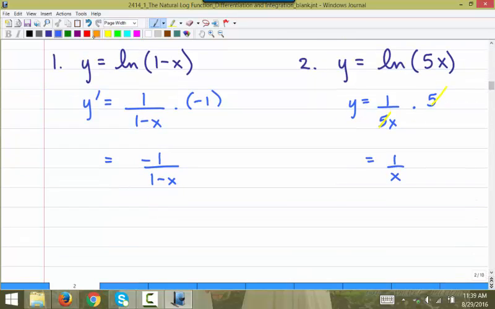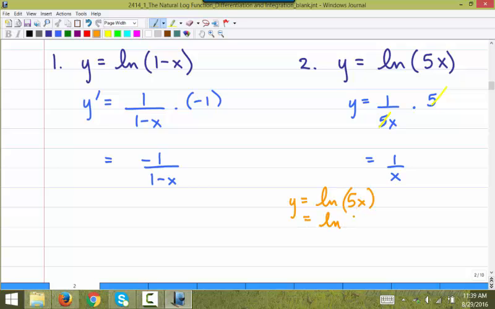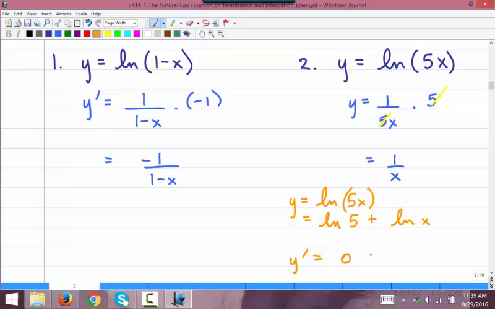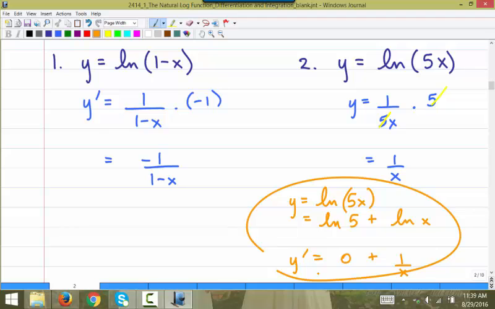Now, to do number 2 a different way, you agree with me that the natural log of 5x can be written as ln of 5 plus the ln of x? You agree? Now, what's the derivative of ln 5? ln 5 is just a number. The derivative of a number is just 0. So I get 0 plus derivative of ln x is 1 over x. It's the same thing, right? Same answer? Good. Did it right. You probably aren't going to think that way, though. You're going to think the way in the blue.